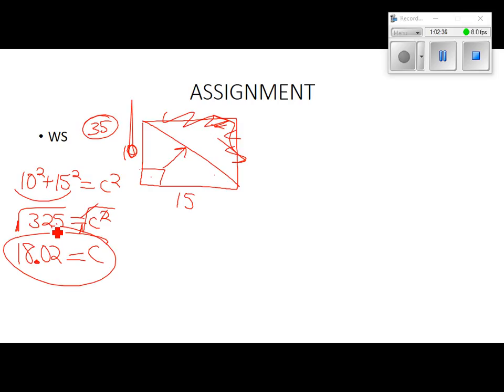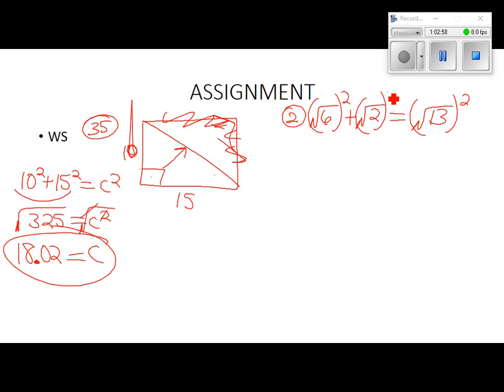Next question. Go ahead, Hunter. Number 2, let's just try it real quick. On number 2, which one's got to be the hypotenuse? 13. So we do the square root of 6 squared plus the square root of 2 squared equals 13 squared. What happens here? The square root and the square cancel out.